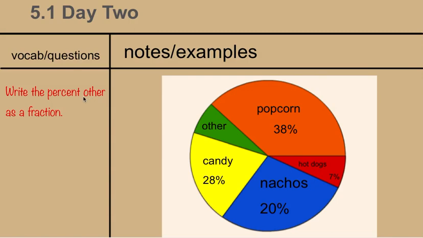Write the percent other as a fraction. All right, this is where we went back and did all of that work. So we had found that this was 7%. So I would write 7 over 100. Can it be reduced? No, 7's a prime number. So that's it. That's your answer.